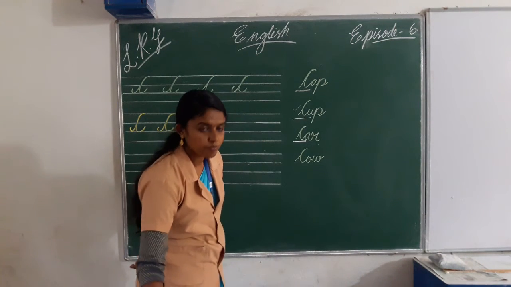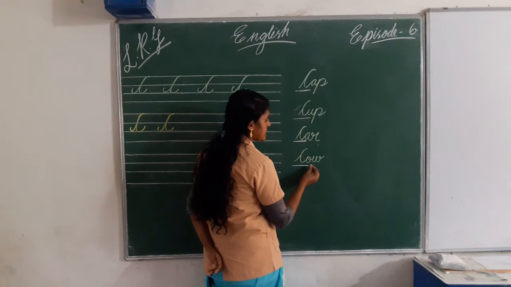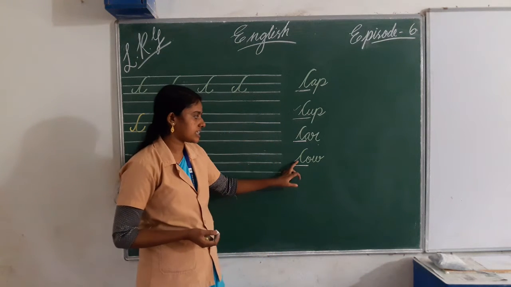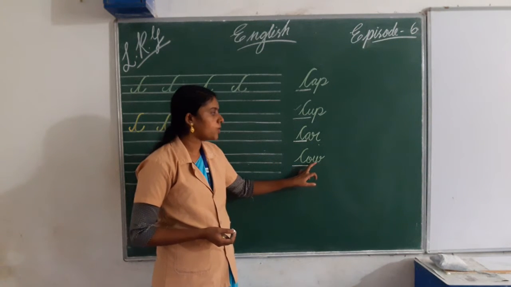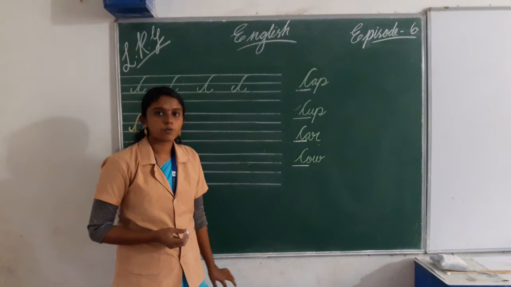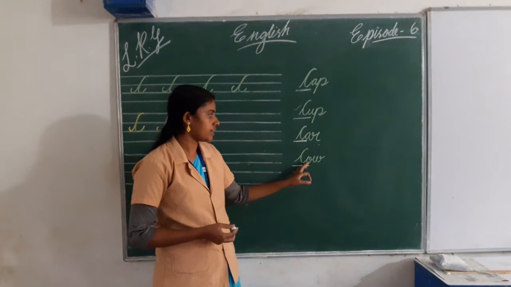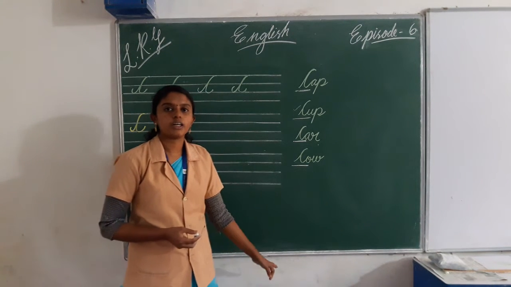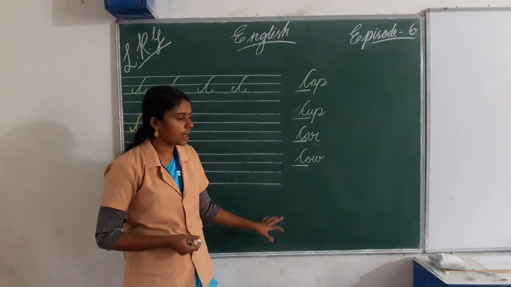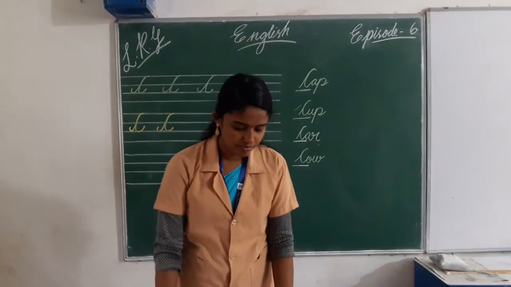Which letter does it start with? C. C-O-W. Cow. C-O-W. Cow. Say loud. Cow. Next word.